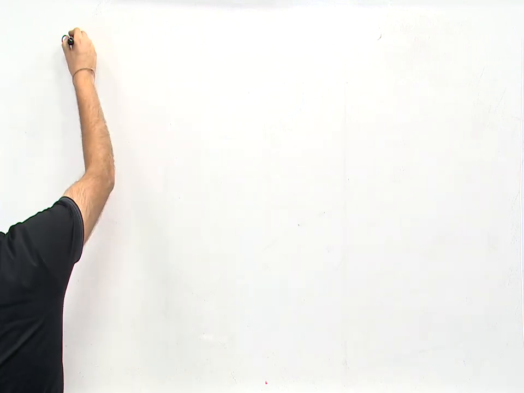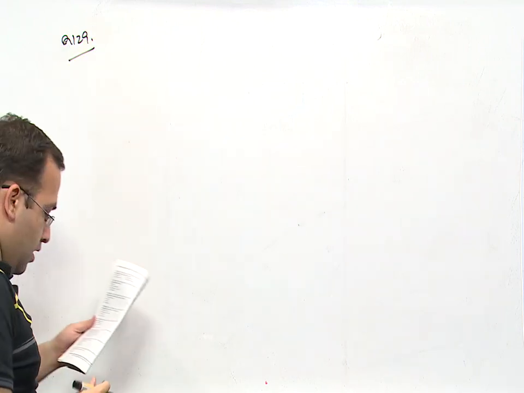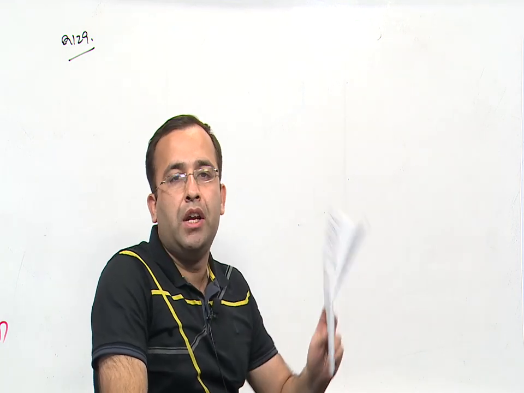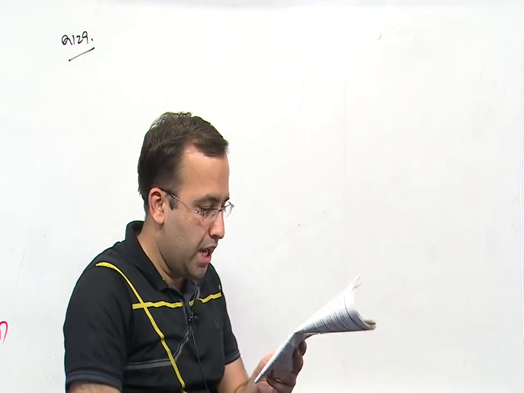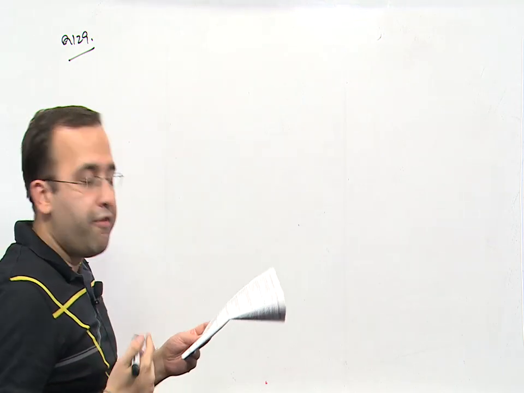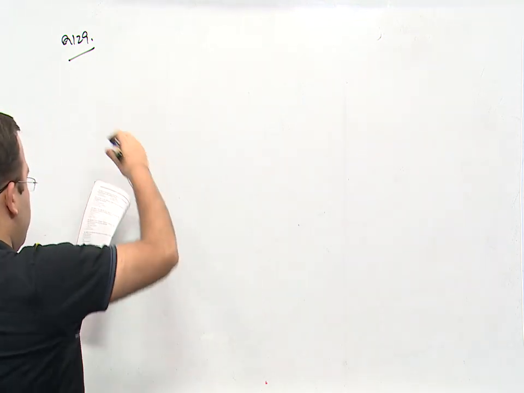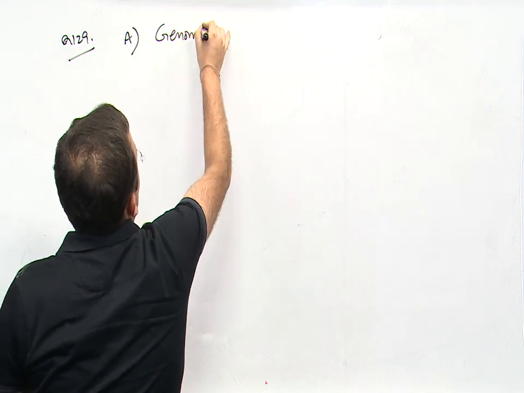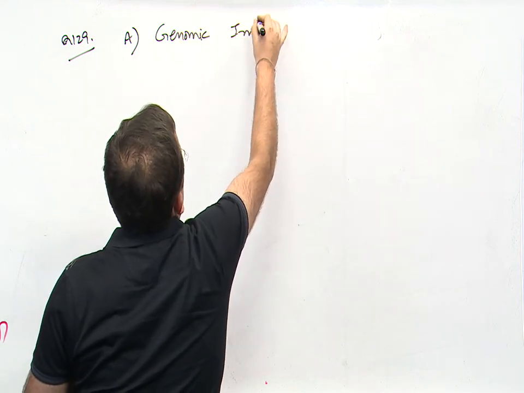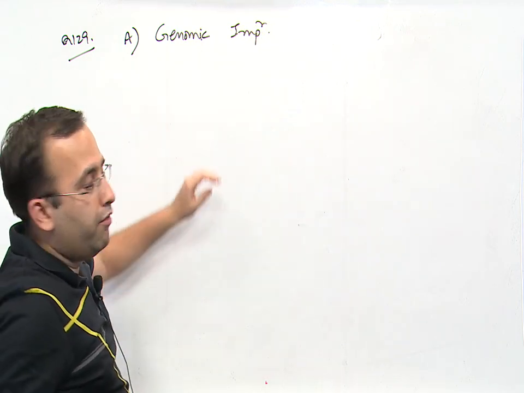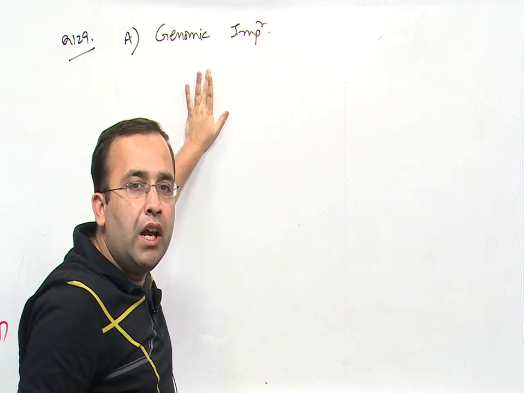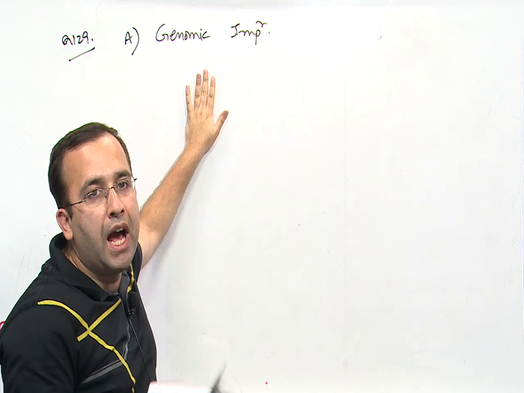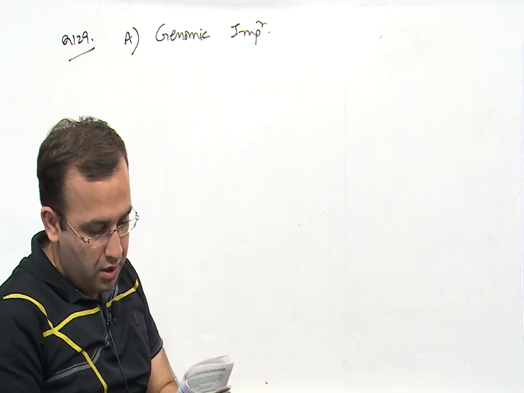Question 129. We have discussed this extensively. Genomic imprinting, Prader-Willi and Angelman syndrome. Differential expression of the same gene depending on parent of origin is genomic imprinting. We have discussed this in detail in the previous question when we discussed Prader-Willi, Angelman and disomies.